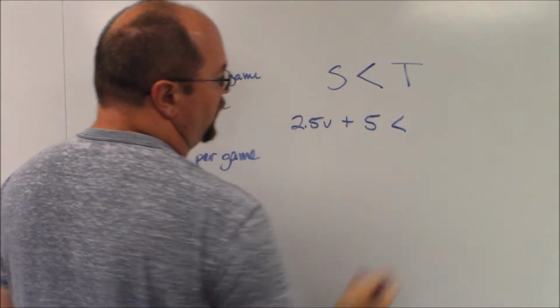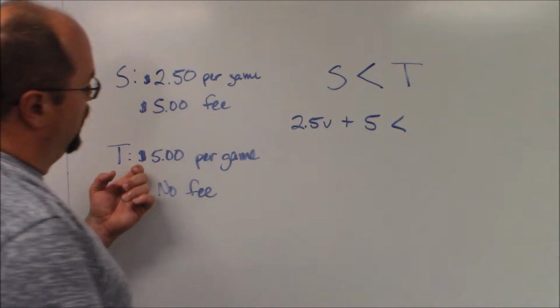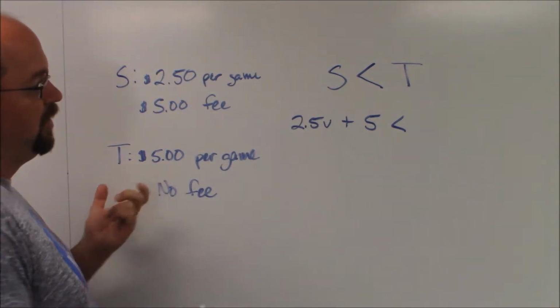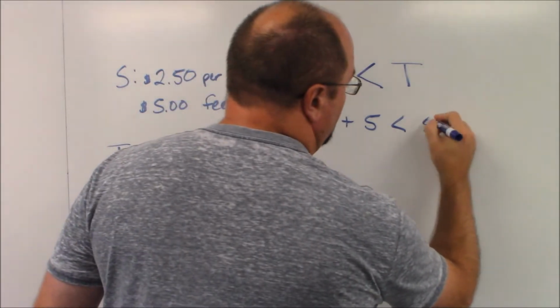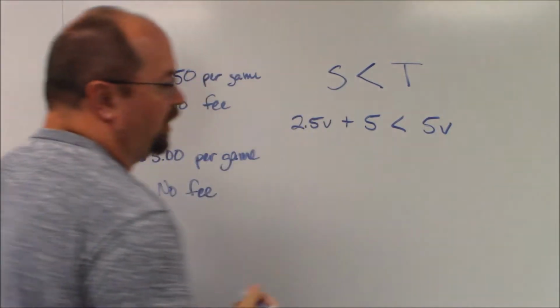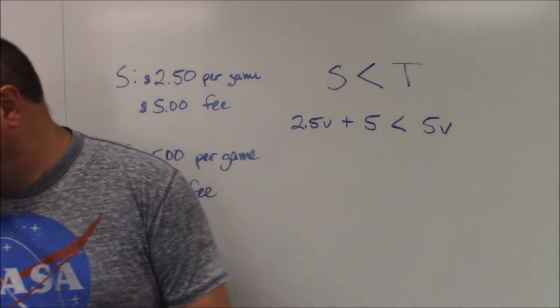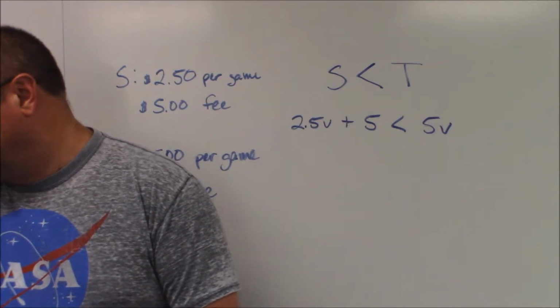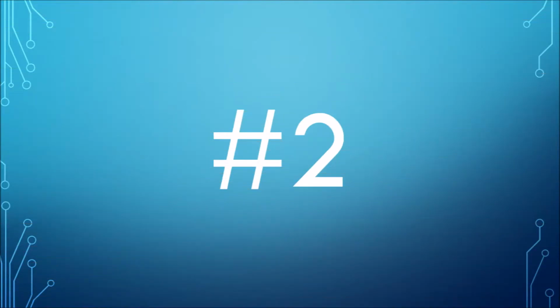I'm going to go ahead and keep my inequality sign. And then for T, the expression would just very simply be $5 per game. And that's it. That's all we need to do here.